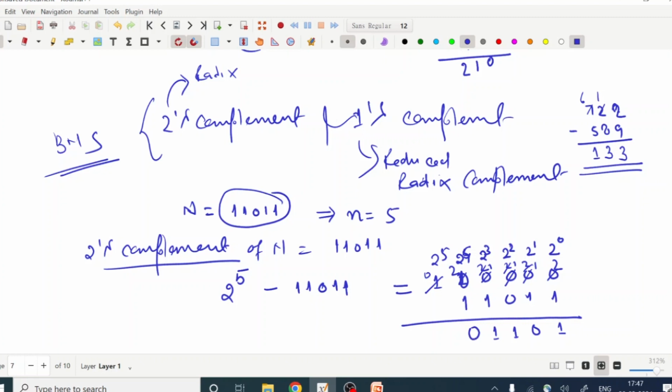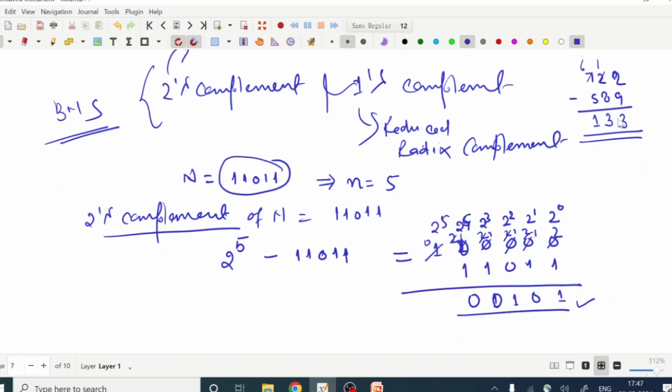So this is the 2's complement. Sorry, this is also 0. This is 1 here. This is 0. This is also 1 minus 1, that is 0. So 0 0 1 0 1. This is the 2's complement of the number n.